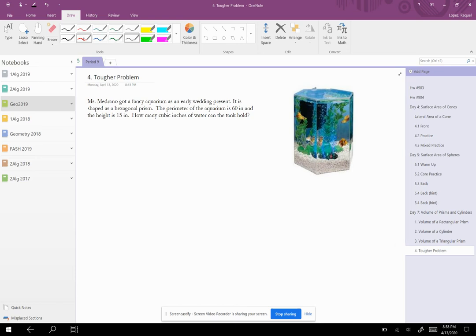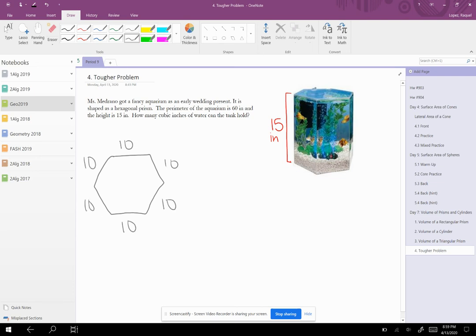So the first thing I need you guys to do is label your picture. So the height is 15 inches. So it's this tall, right? That's how far apart your two bases are. Remember, your bases are in the shape of a hexagon. Okay. Now we know that the perimeter of the hexagon is 60 inches. So if I'm trying to find the measure of each side, I'm just going to do 60 divided by 6, and that's 10. So that means each of these sides here is 10.